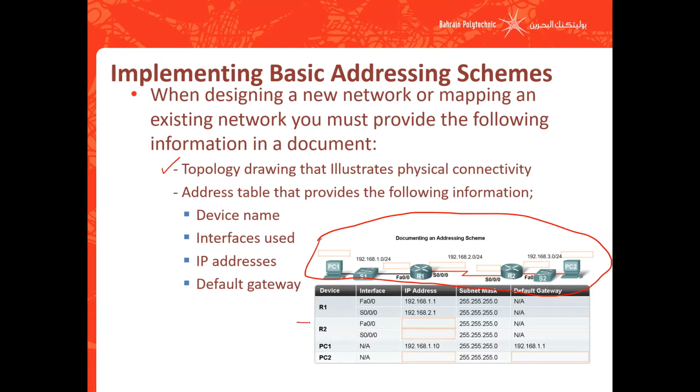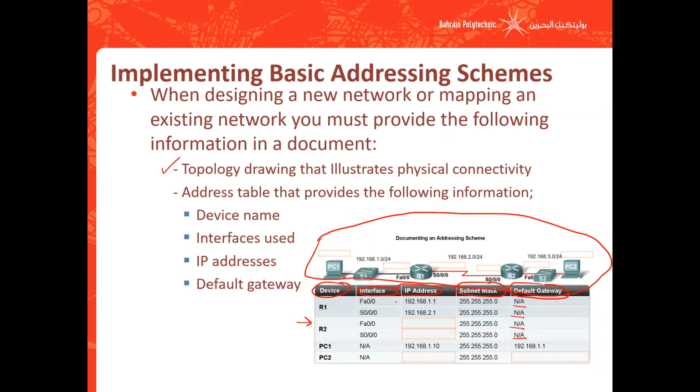Then you need to also provide a table that provides the name of the device, the interface it is using, the IP address on that particular interface, the subnet mask on that particular interface, and the default gateway for that particular interface. For routers, we don't have default gateways, so it will always be NA, NA, NA, NA. But for PCs, for all the other devices, we have default gateways, and these are nothing but the address that you set on the router. So this is what you need to provide.